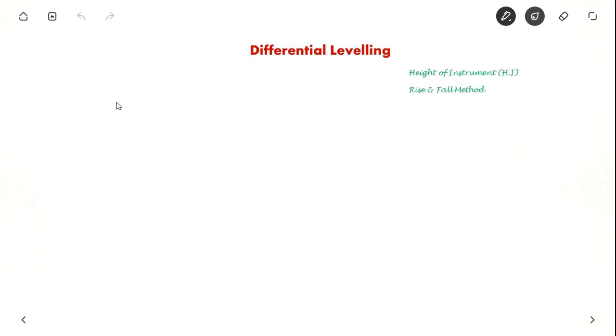Hello everyone. In this video we will see about differential leveling. In the last video we saw about simple leveling. Now if the same points A and B are very far apart, let us say the distance is like 5 kilometers, then with simple leveling with one instrument at center, if you try to look at this point, the staff reading will be very small to look. So it is very difficult to go for simple leveling in this case.